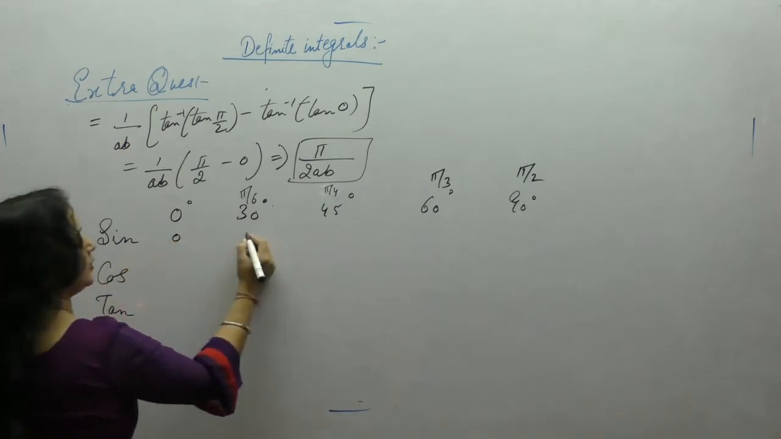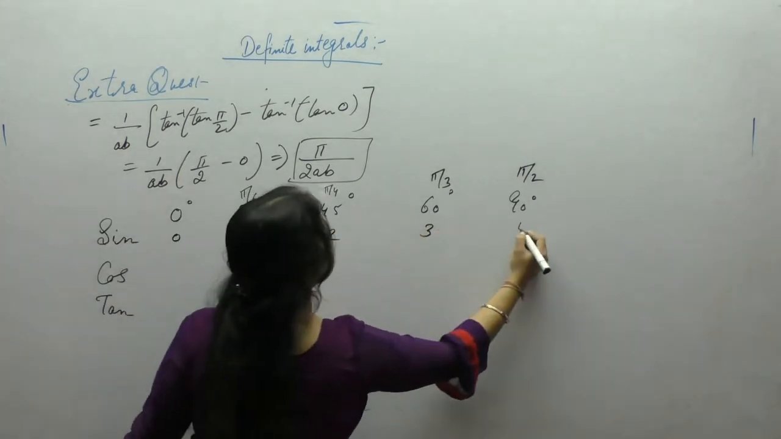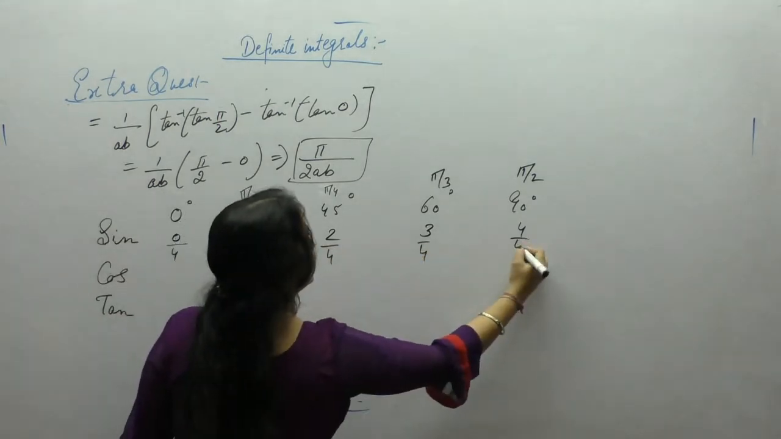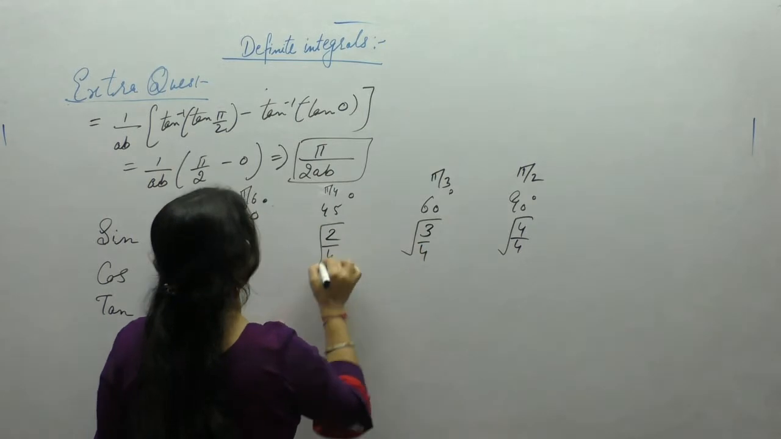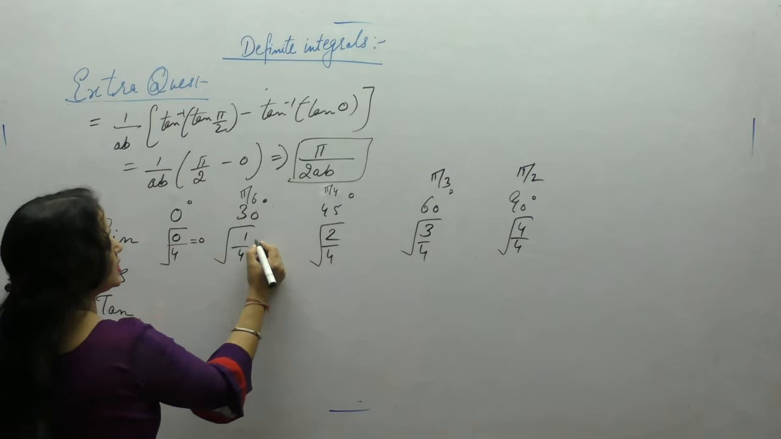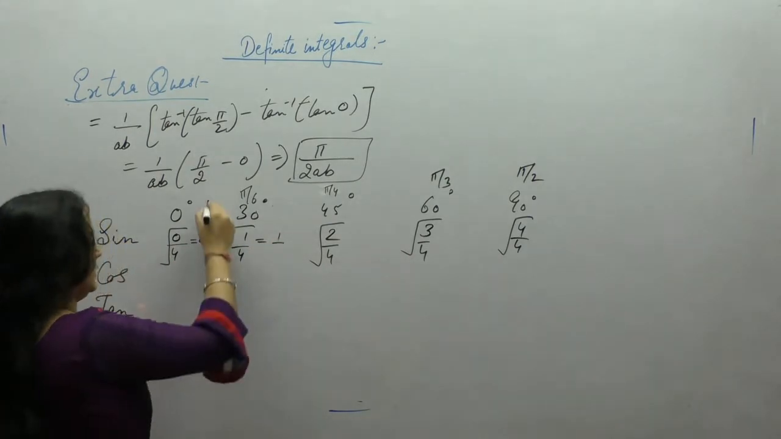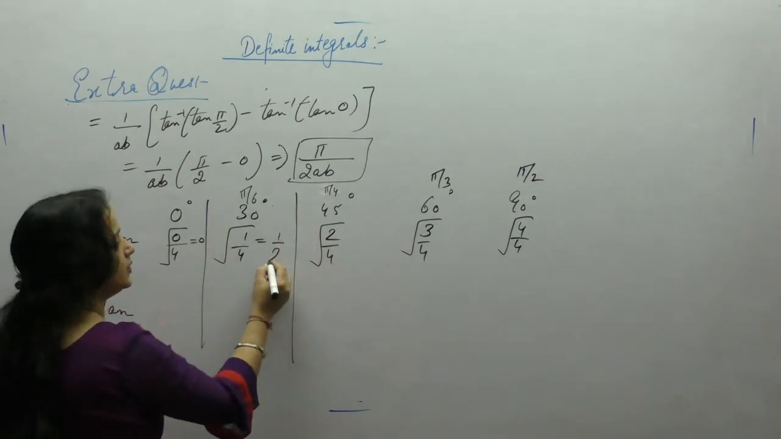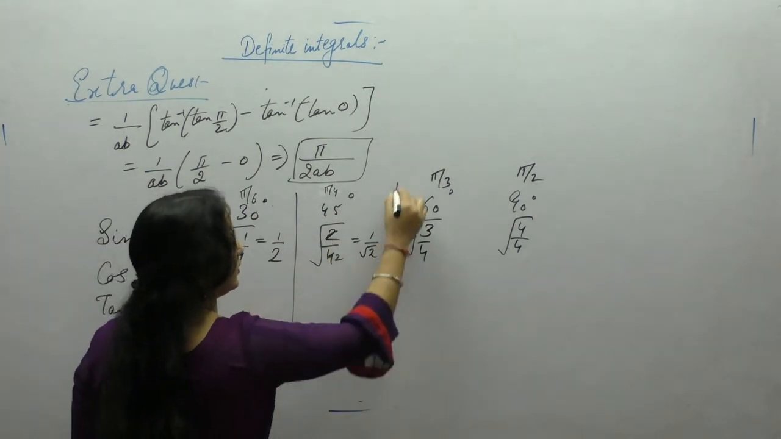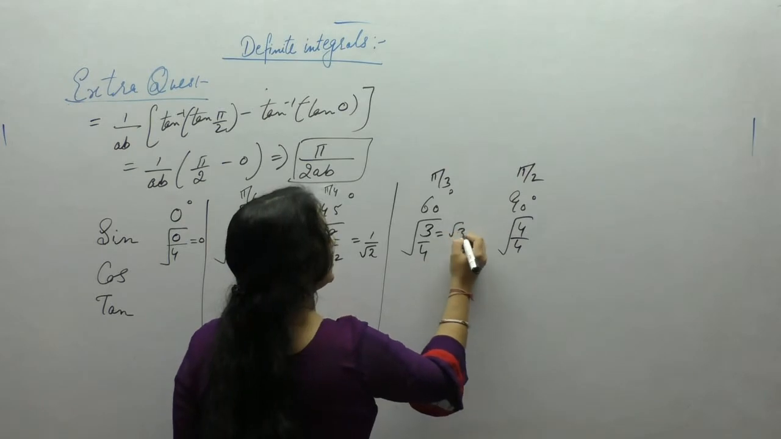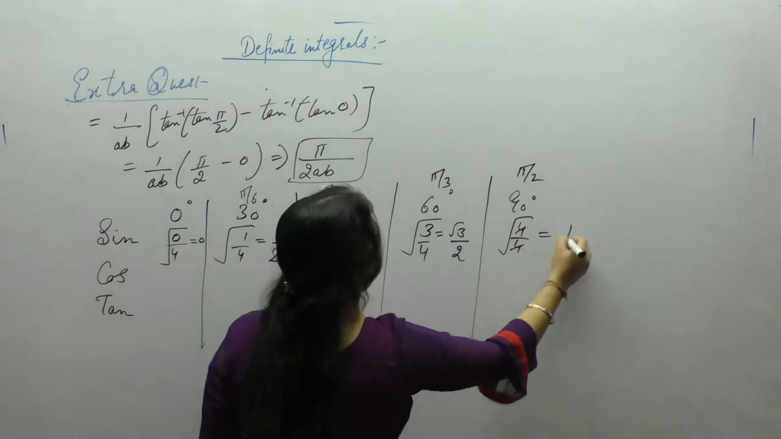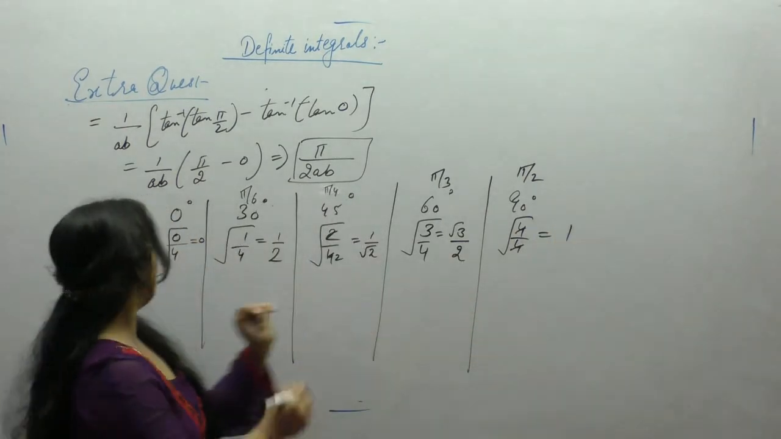सबसे पहले 0, 1, 2, 3, 4 और इन सब के अपॉन में 4 and take the square root to learn the value. 0 upon something 0. Square root of 1 is 1 and square root of 4 is 2. 1 upon square root of 2. Square root of 3 is square root of 3 and square root of 4 is 2, 1. ये हमारे पास साइन की वैल्यूज आ गई.